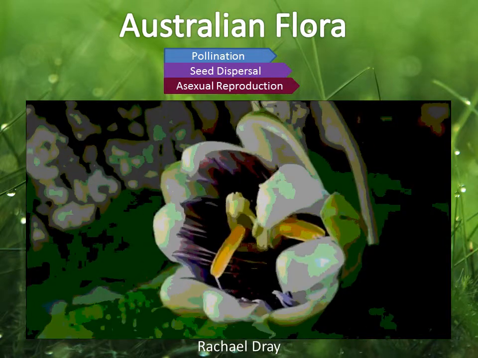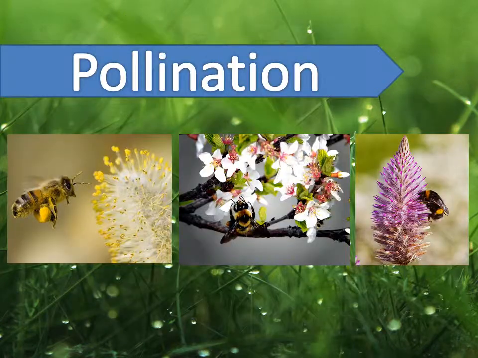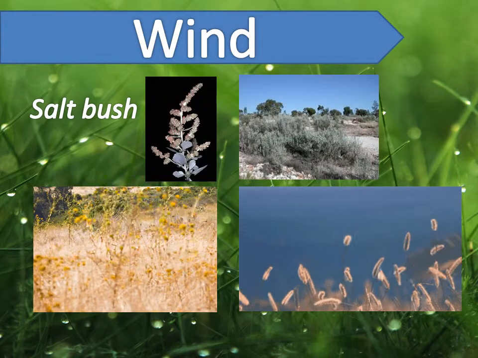Australian plants have adapted in a variety of ways to reproduce, using pollination and seed dispersal, or asexual reproduction. Pollination is a process in which pollen is transferred from the anther to the stigma for fertilization. Plants display many adaptations to ensure the success of this process.